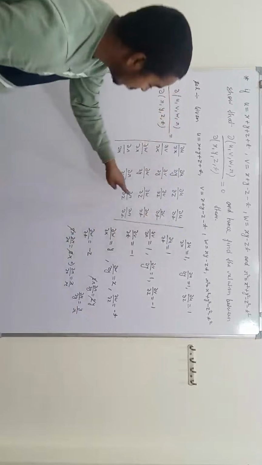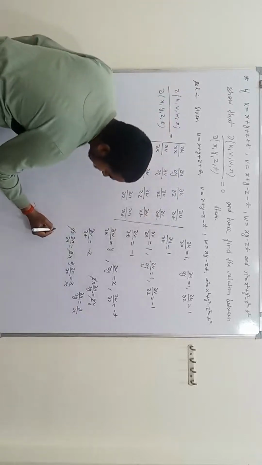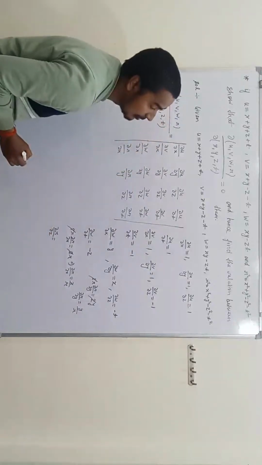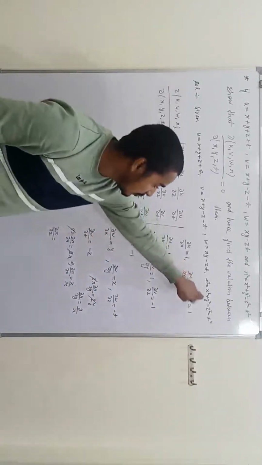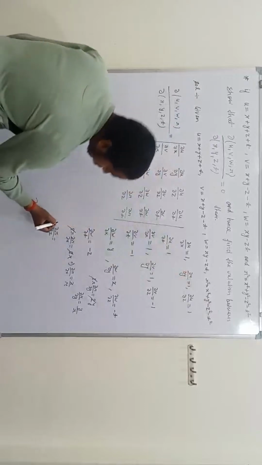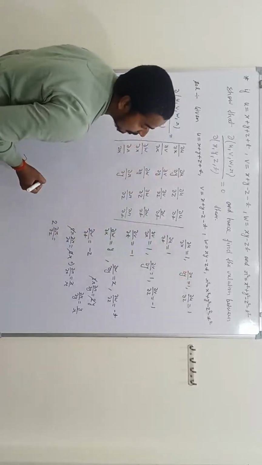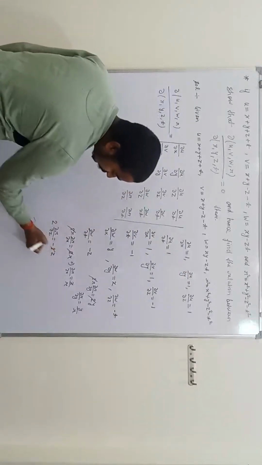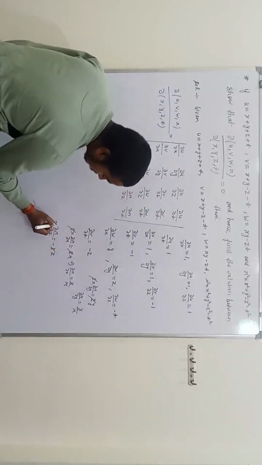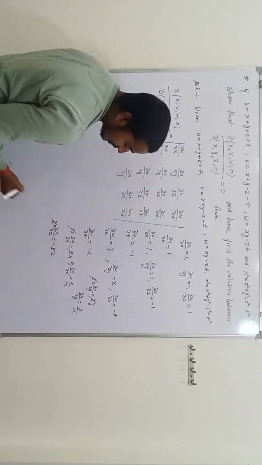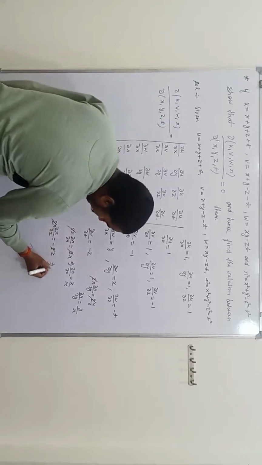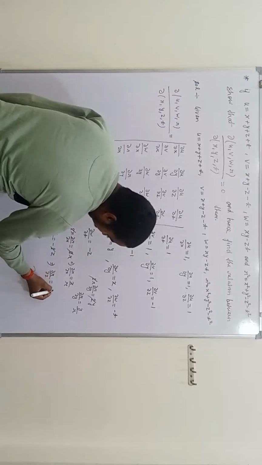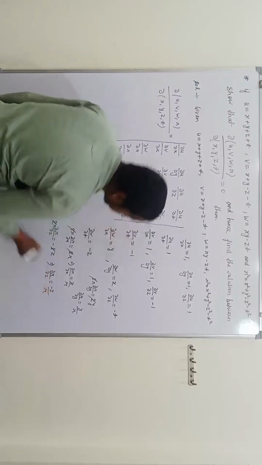Further, we have to find del r upon del z. Again the value of r square, differentiating partially with respect to z, that is 2r del r upon del z is equal to minus 2z, and from here 2 and 2 are cancelled out. Then the value of del r upon del z is given by minus z upon r.